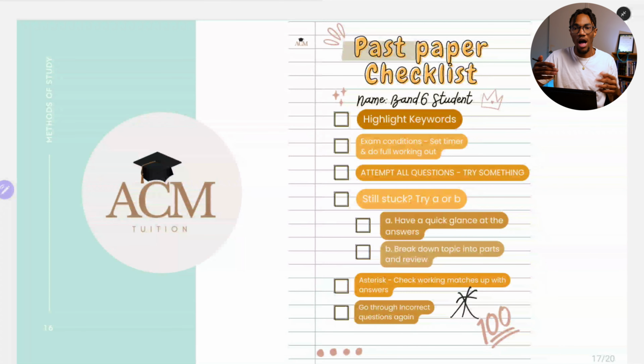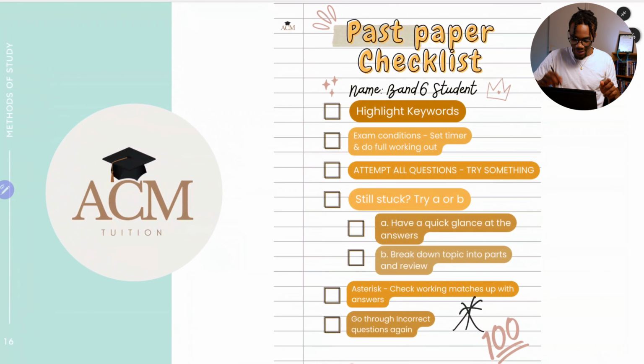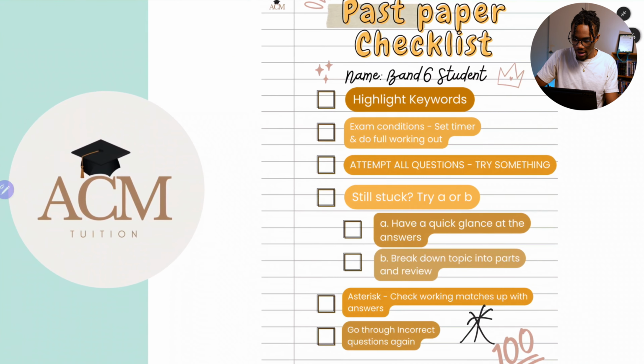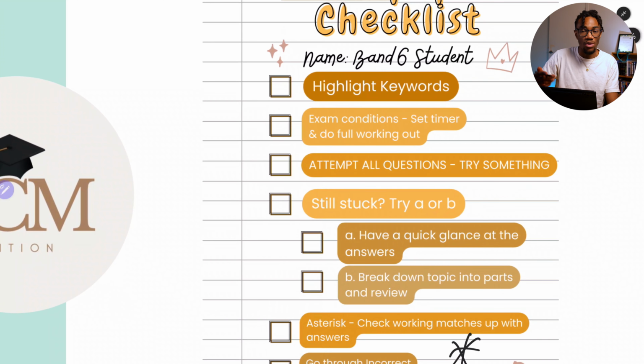So I've got this thing called a past paper checklist. This is literally something you can just tick off initially to get you started with practice papers, to do it the right way. Because a lot of people do it wrong, and the marks reflect that. So let's just go through it quickly. First, you're going to highlight the key words in the question. If you've done that, you can tick it.